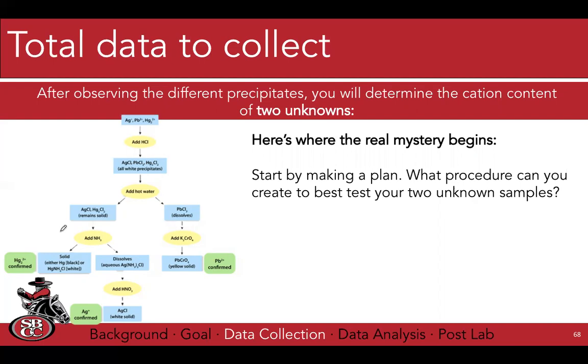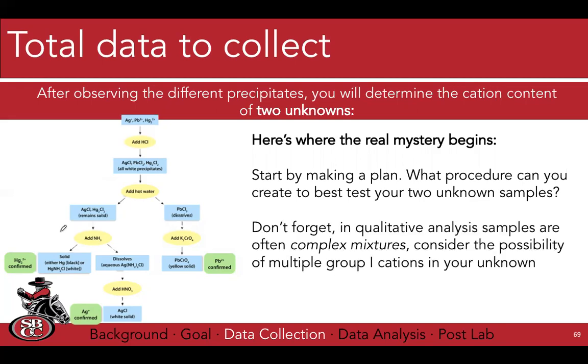Again, there are no procedural steps for this in the actual lab itself. It is asking you and expecting you to design your procedure ahead of time. So make sure that you've done the best test to check for the presence of each one of these cations in your sample. Don't forget, as I have said many times now, that they're often complex mixtures in qualitative analysis. That means that there can be more than one thing, and we want that.